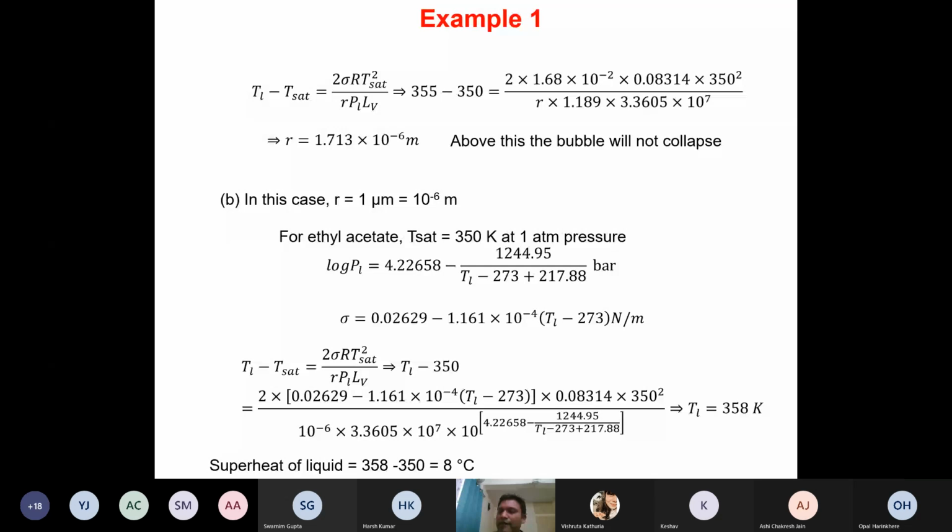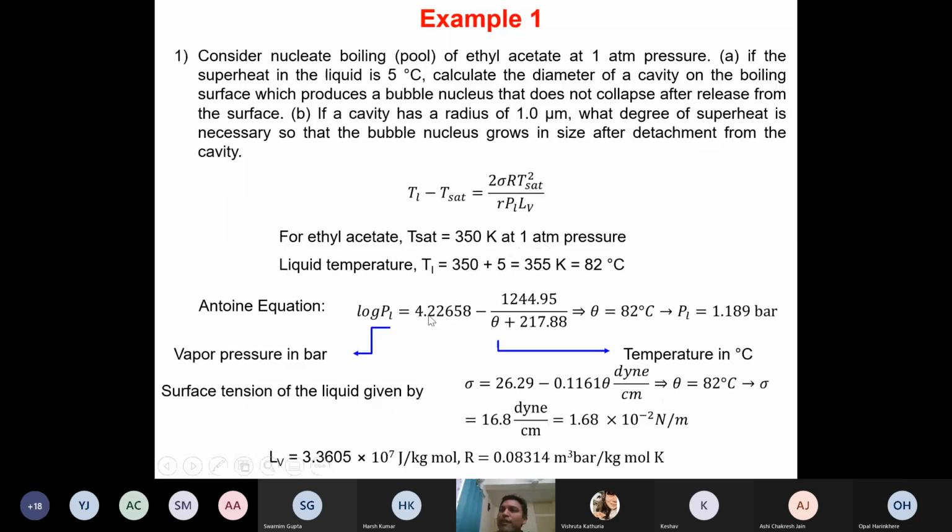Theta is temperature in C. That means this is nothing but TL minus 273, isn't it? So that is going to give me the temperature in degree Celsius, isn't it? So we can write it as TL minus 273.